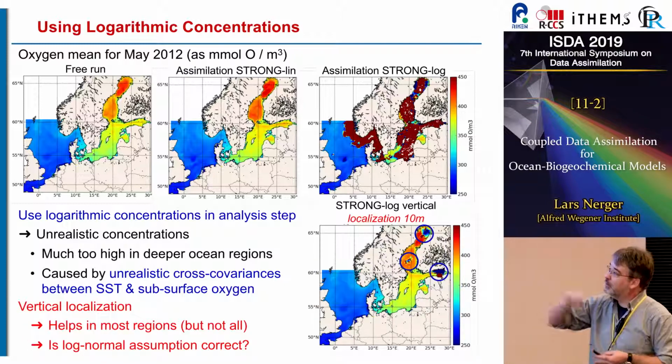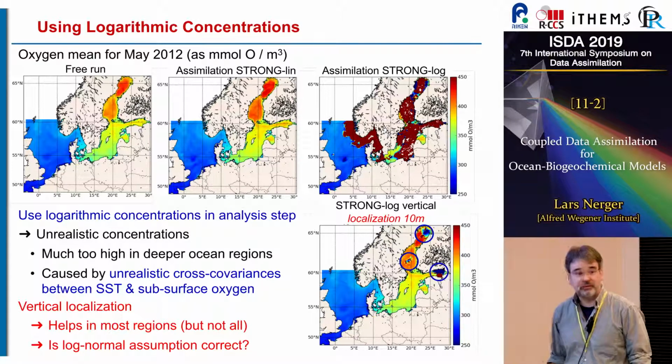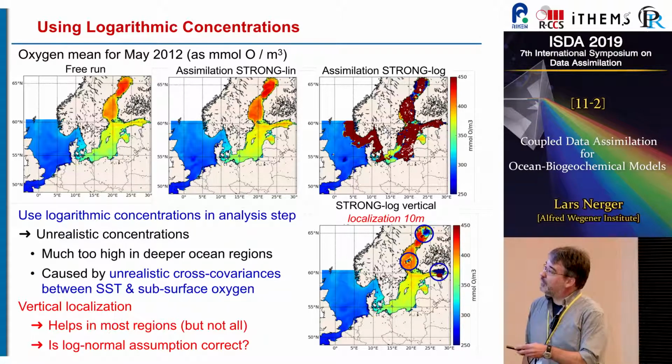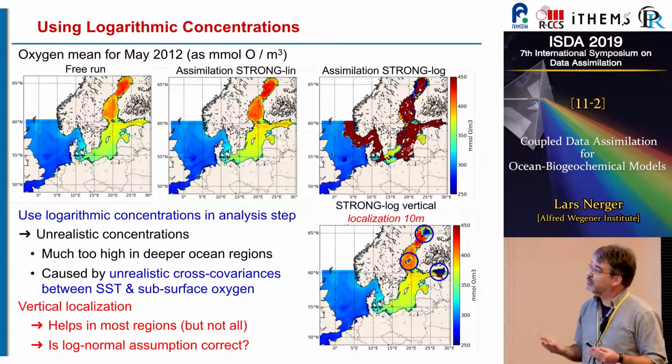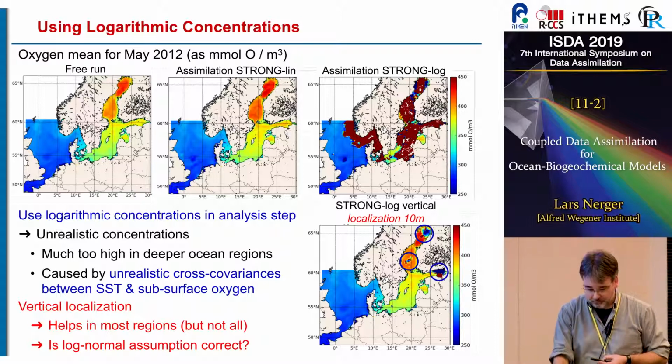What we can do here to stabilize is a vertical localization. Then things get better, as we see here, but they are still regional. That's a vertical localization to 10 meters, which is 4 model layers. And still we have problems. So vertical localization does not fully help here and does not fully solve the problem.